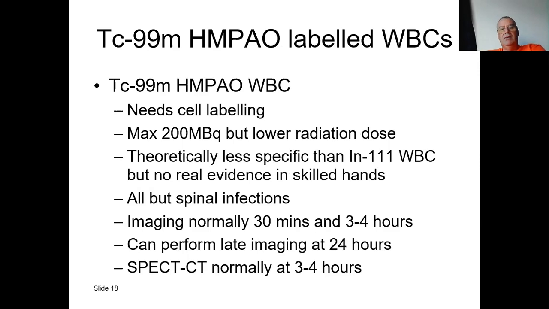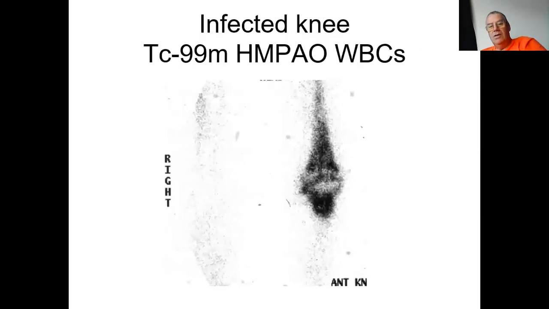Technetium-labeled white cells again use cell labeling. We can use 200 megabecquerels, with a lower radiation dose than indium at 20 megabecquerels. It's less specific than indium, but there's no real evidence that in skilled hands it's less accurate. Again, it can be used in almost all bacterial and fungal infections, but not spinal infections. We normally image up to 4 hours in the abdomen, but because you get normal bowel activity after that, we can do late imaging, and you can do SPECT-CT; 3 to 4 hours is a good time to do it.